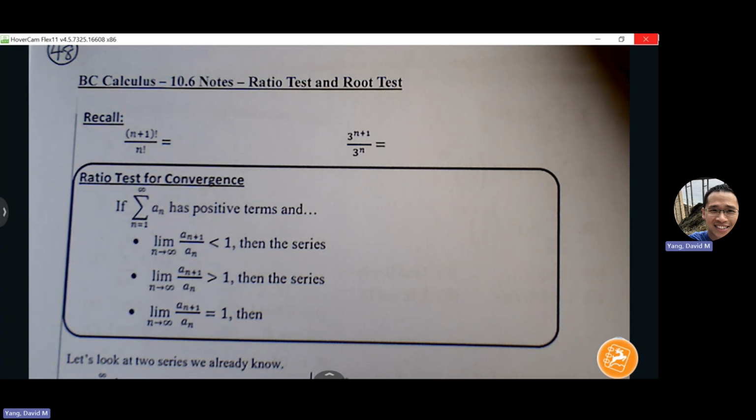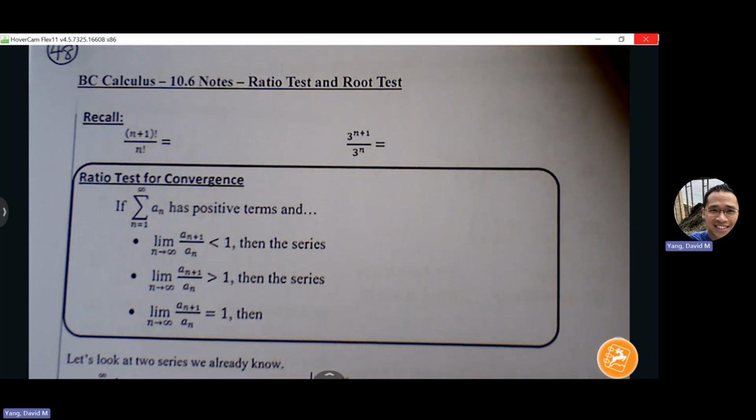Okay, we have two more conversions tests to talk through, and then we'll need to revisit some of the problems that we skipped over from the absolute and conditional conversions notes, because we haven't done ratio tests yet. So we'll talk about ratio and root tests. We'll go back to 10.5, the problems that we skipped over, and then we can try to put it all together in terms of identifying the tests and being able to know which test for which problem.